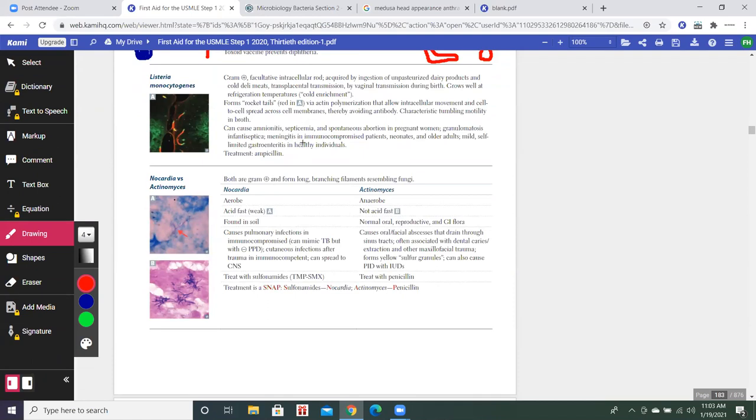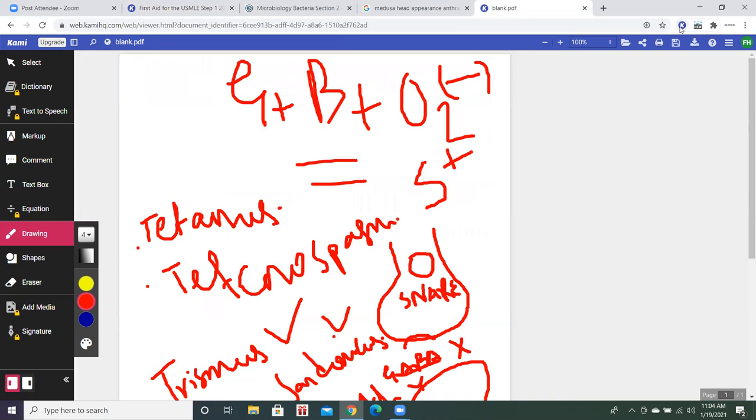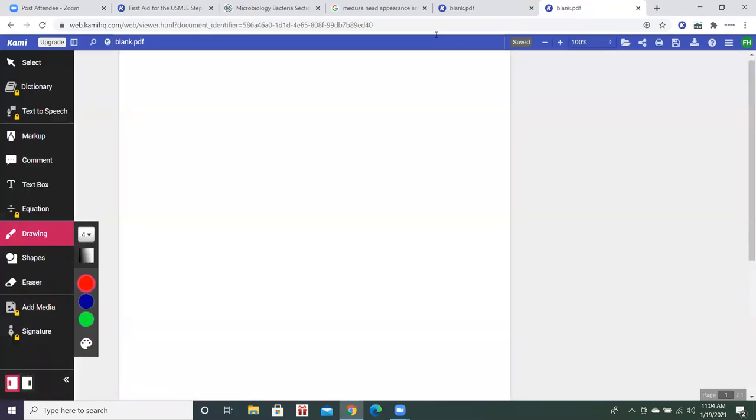Okay, let's talk about Listeria. First of all, is it gram positive or gram negative? Listeria is gram positive. Is it a bacilli, cocci, or a branching filament? It's a bacilli. Now, is it aerobic or anaerobic? Good, it's aerobic. So it's a gram-positive bacilli.